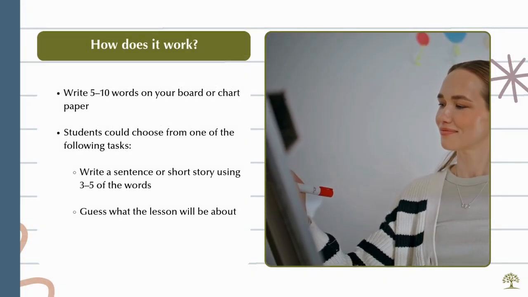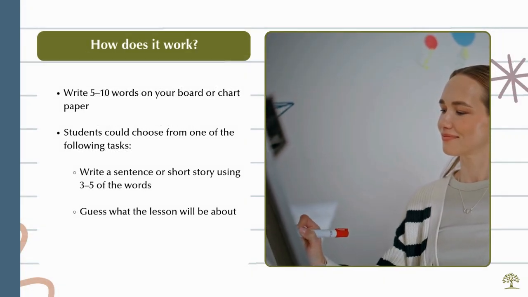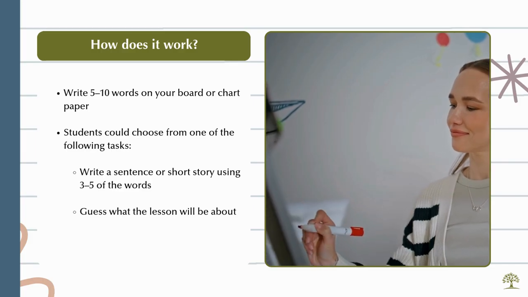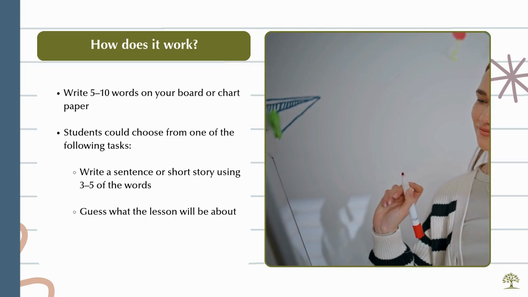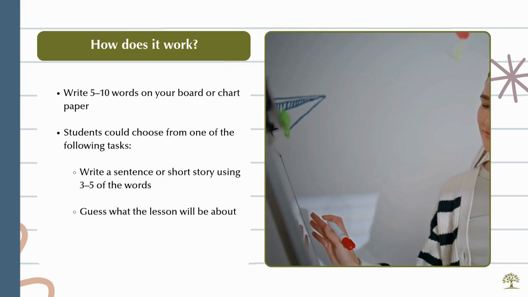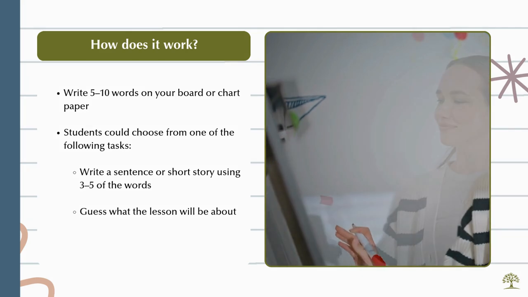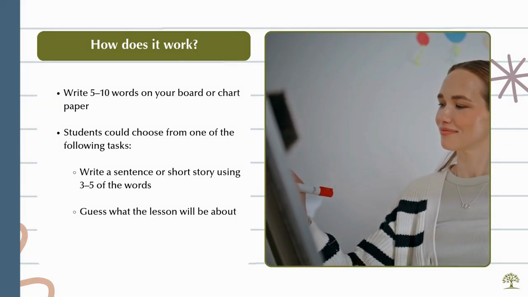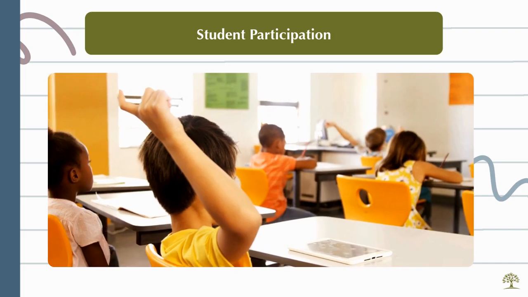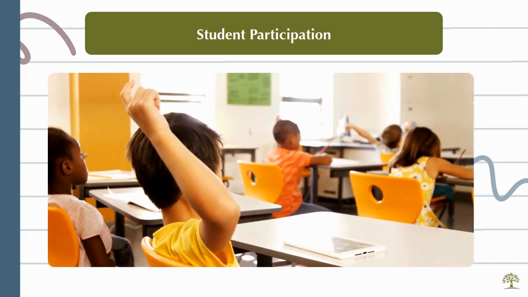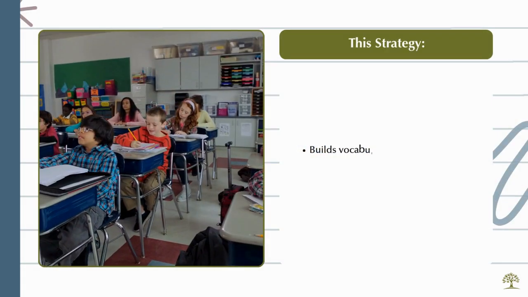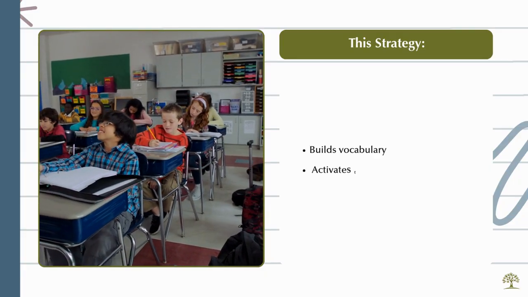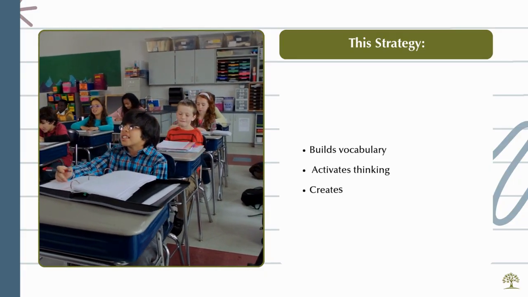To begin, you will write 5 to 10 words on your board or chart paper that are connected to your upcoming lesson or unit. Students could choose to write a sentence or a short story using 3 to 5 of the words, or guess what the lesson will be about. Afterwards, invite students to share their sentences or guesses aloud. This simple strategy builds vocabulary, activates thinking, and creates excitement for new learning.